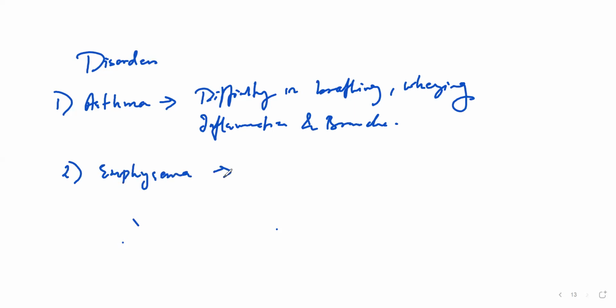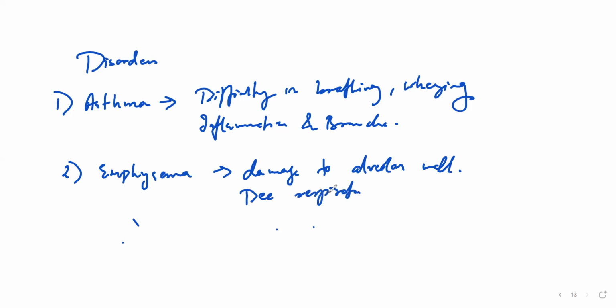Then the second one, emphysema. Emphysema is nothing but the complete damage of your alveolar walls. Because the alveolar walls get damaged, the surface area decreases, and obviously you cannot take in as much oxygen. So it will lead to the disorder. Damage to alveolar walls thereby decreases the respiratory surface. Mainly people who smoke cigarettes and such may get this.